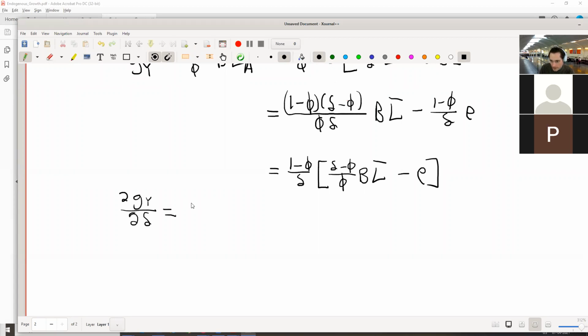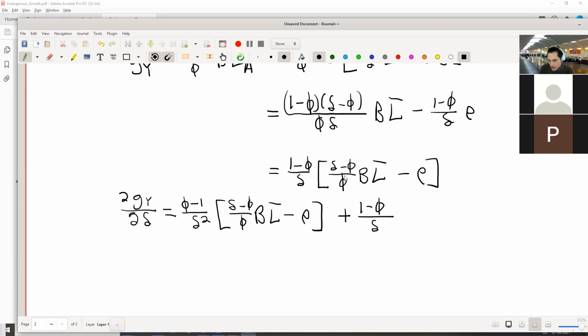So first, let's take the derivative out here. So we're going to get, let's see here, phi minus 1 divided by delta squared times delta minus phi divided by phi B L bar minus rho. Okay. Plus 1 minus phi delta, and then we take the derivative in here. It's just going to be B L bar divided by phi. Okay.